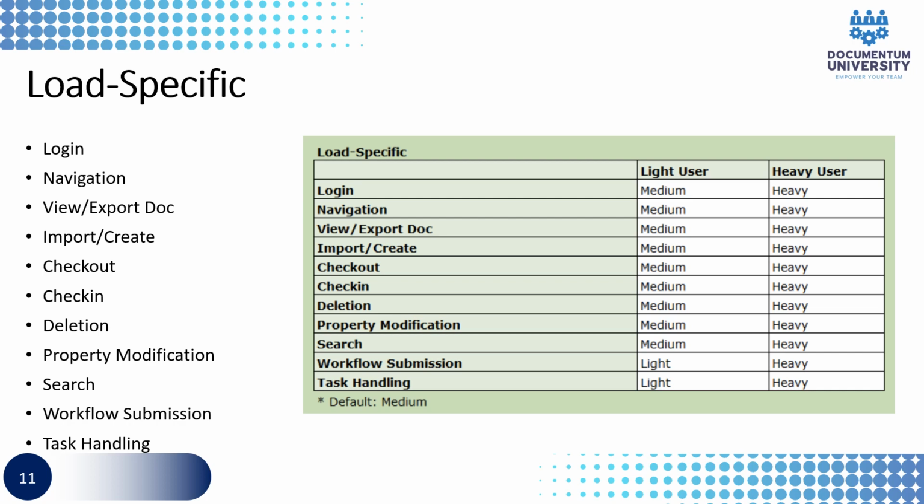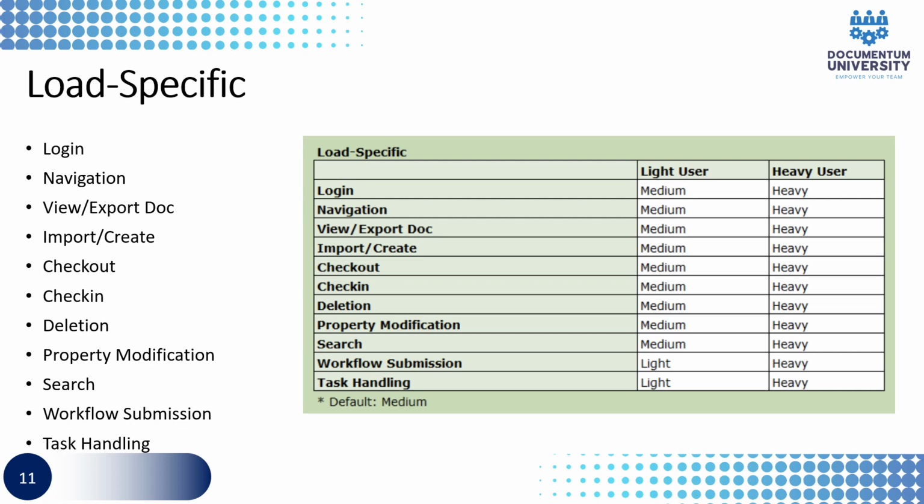A light user refers to a user who performs minimal operations, while a heavy user performs a more extensive set of operations. This section is used to optimize the performance of the application server and content server by determining the required resources for each operation. By measuring the loading for each operation, we can identify the bottlenecks and allocate resources accordingly.